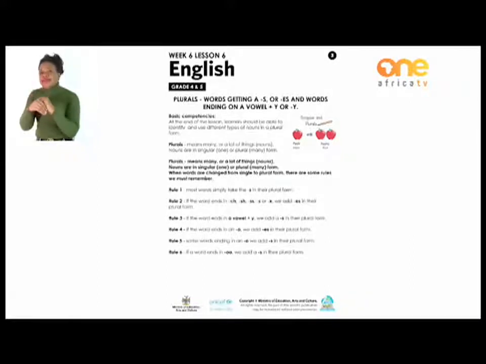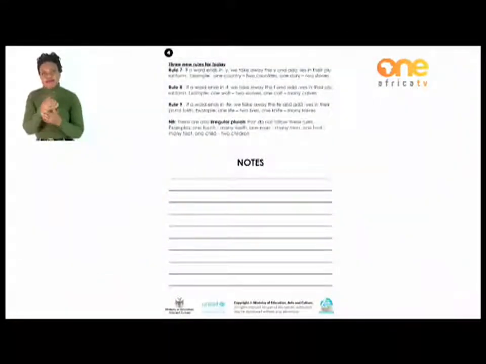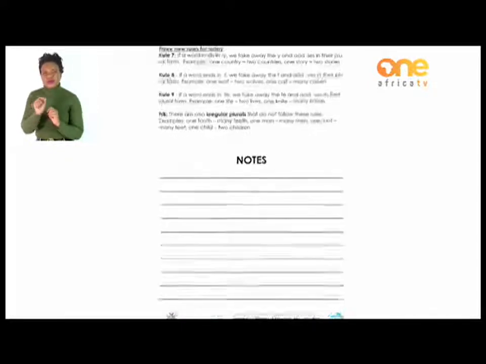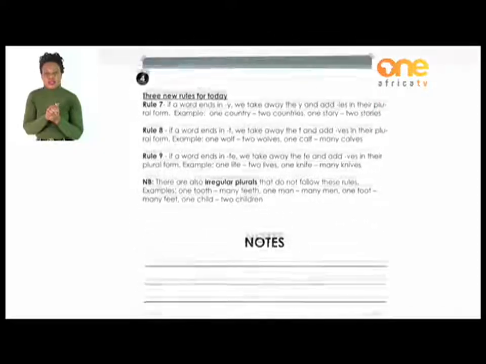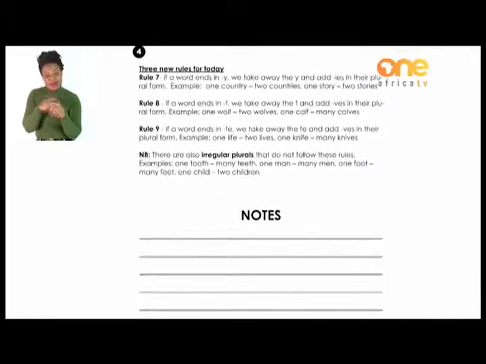Let's turn our books to page 4. That's where we are having today's lesson. There we are having 3 new rules for pluralizing nouns. We'll continue from where we left. Rule number 7. What does it say?